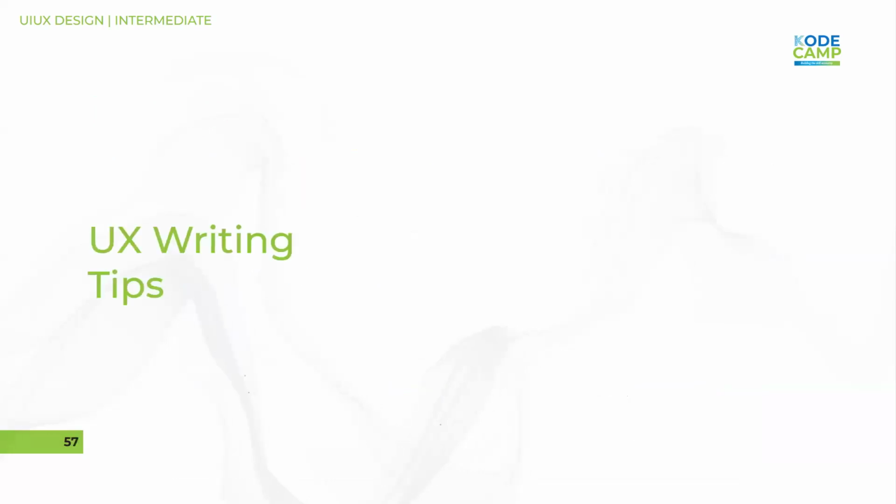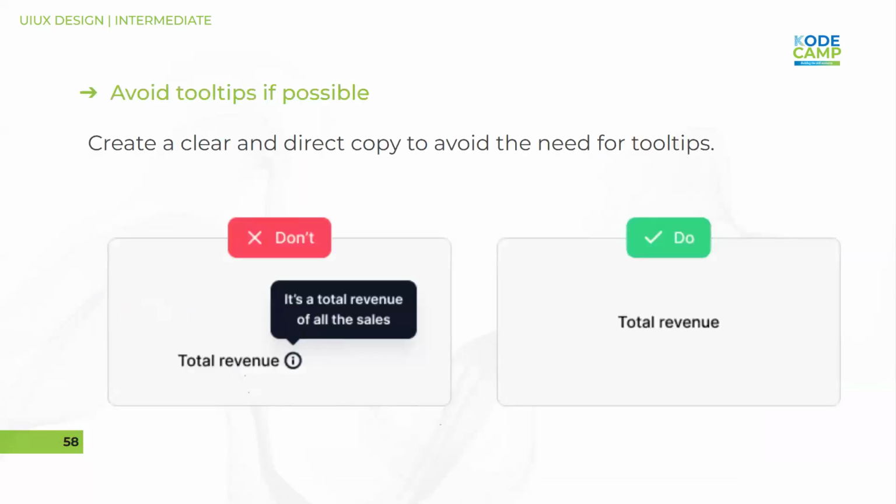All right, so what are the UX tips for this? Avoid tooltips if possible. It is good though, but if it is possible, avoid it. So we are talking about total revenue. We know what total revenue is. Why are you now telling users that it is the total revenue of all the sales? We know that users want to check total revenue of all sales. So it was not necessary.